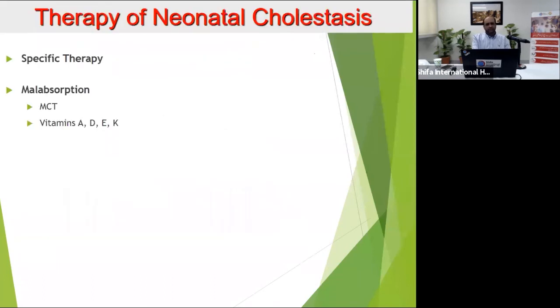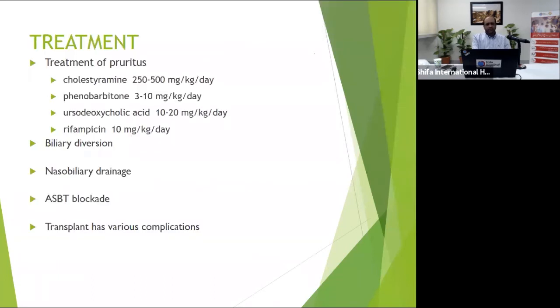So this is the treatment that I have mentioned to you, and these are the different drugs that we can give for pruritus. That's cholestyramine. It's very difficult to find here. I have tried for one of the children here, but you can give phenobarbital or ursodeoxycholic acid and rifampicin. There are some procedures not frequently done in our setup, but they are also sources of improvement in the condition of the children.